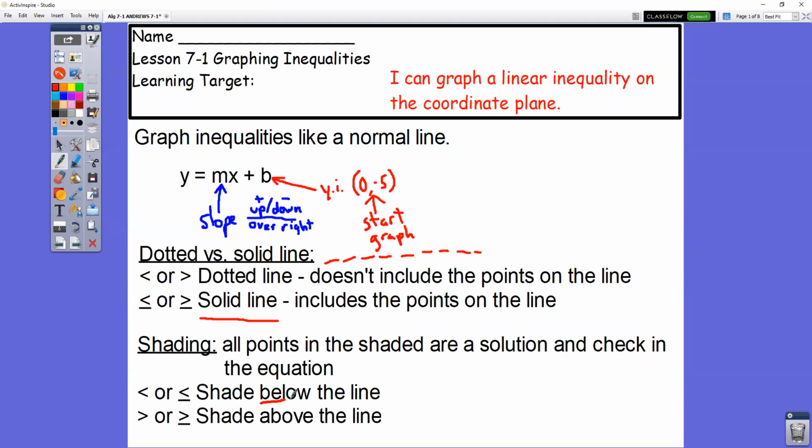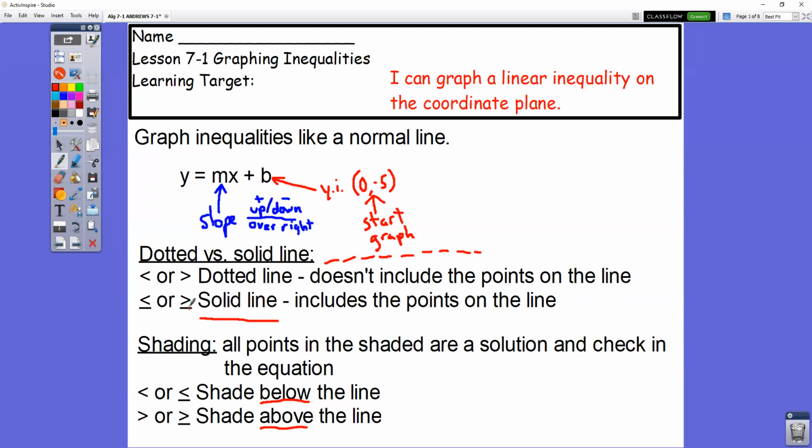You're either going to shade below the line or above the line because these are inequalities, your answers or solutions later on in the chapter are going to include a multitude of points. So you have to shade. You're going to shade below the line if it's less than or equal to. You're going to shade above the line if it's greater than or equal to. So this is a very important slide to remember.